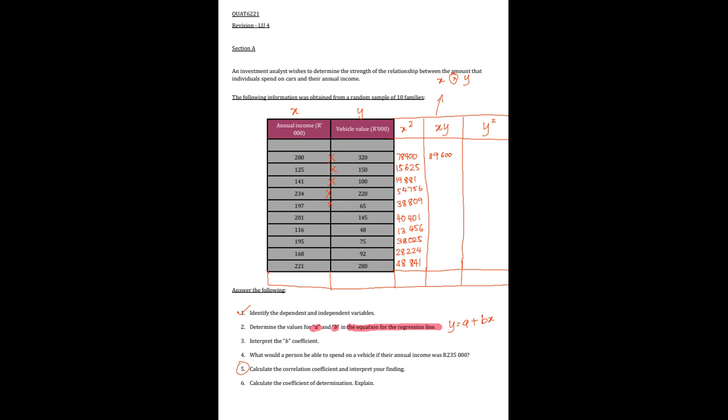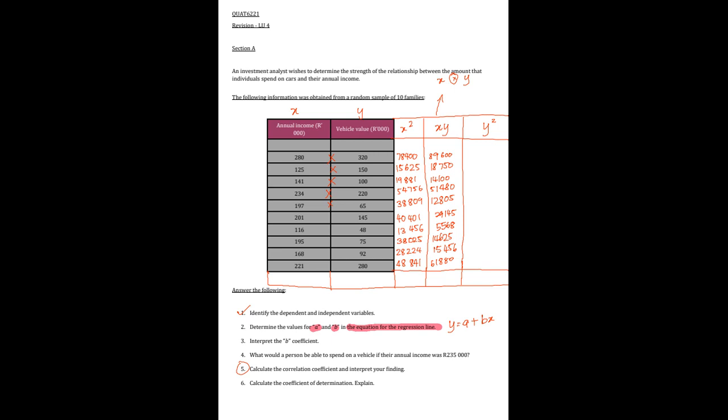So the next one is 125 times 150, that's 18,750, then 14,100, then 51,480, 12,805, 29,145, 5568, 14,625, 15,456, and the last one is 61,880. So now you're done with the x times y column.